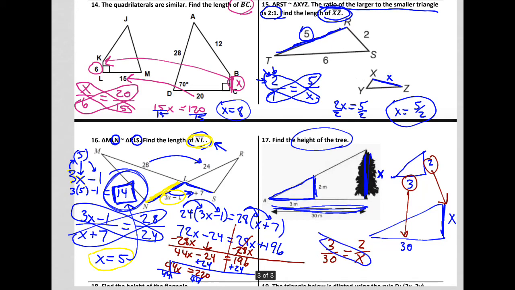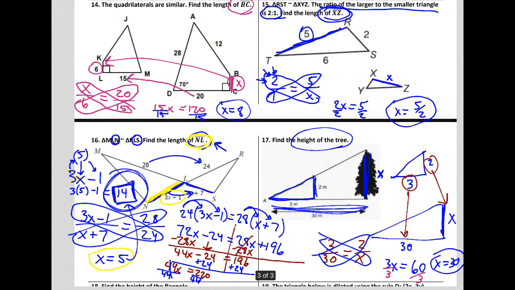So we have 3x equals 90. And once we divide by 3 on both sides, you should find that x is equal to 30, which is the height of the tree.